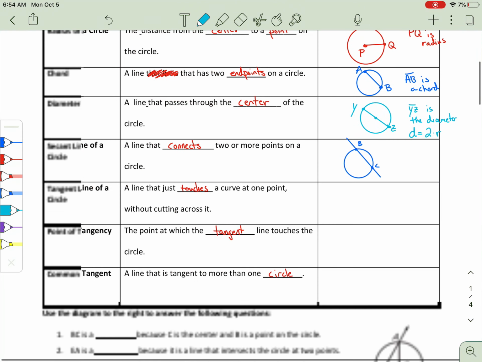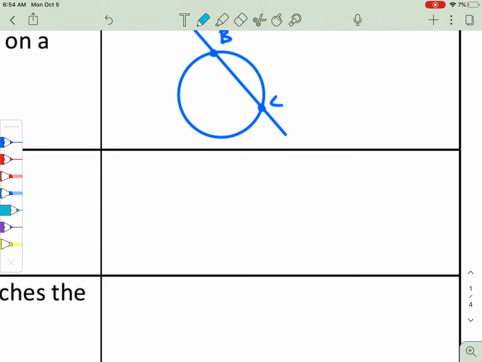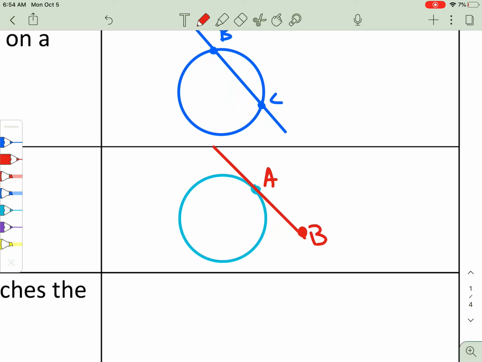All right, so tangent line of a circle is a line that touches a curve at one point without cutting across it. So again, draw a circle. Let's say that there is a point there. A tangent line touches that point, just like that, right? So it just touches the circle at one spot. And typically it'll be like A, B, and so you'd say line segment AB, which continues on, is a tangent line.